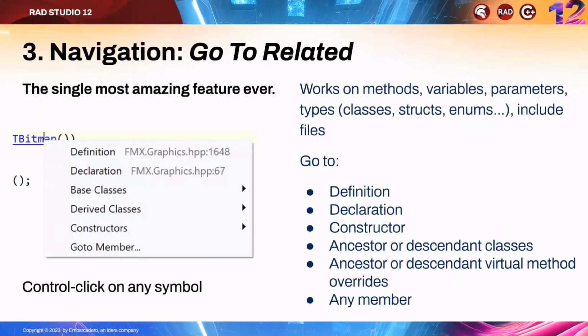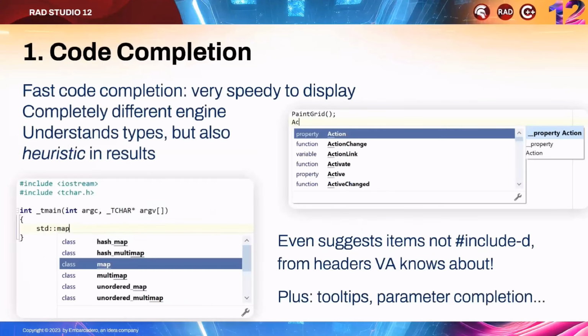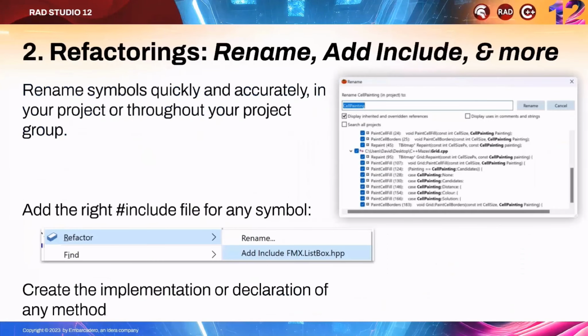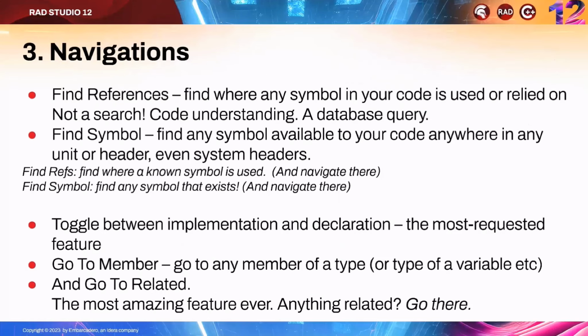So that's Visual Assist in C++ Builder and RAD Studio 12, an amazing initial integration. You have code completion. It's different to the past. Don't expect the same. It's new, different, it's fast, and heuristic. You have multiple refactorings. Rename any symbol, add the right include file for any type, and create method implementations and declarations. And then you have a whole heap of navigations, tools to help you understand the structure of your code and move swiftly around it.